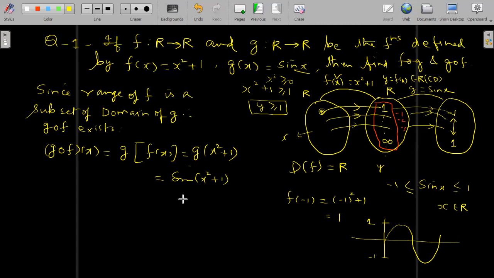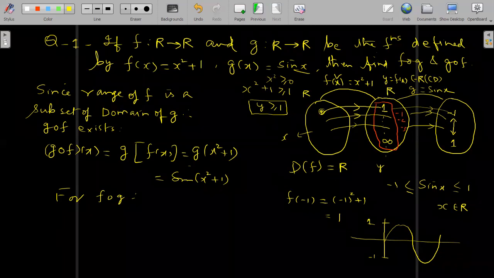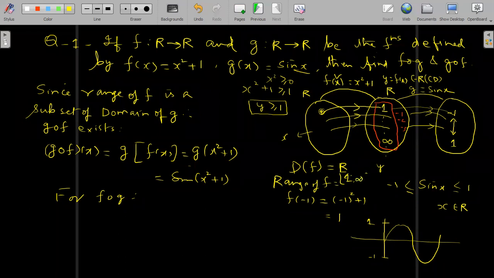Similarly, we have to show for f∘g the range of g. What is the range of g? The range of g is -1 to 1. So the domain of f is R and the range of f is 1 to infinity. Range of f is 1 to infinity.